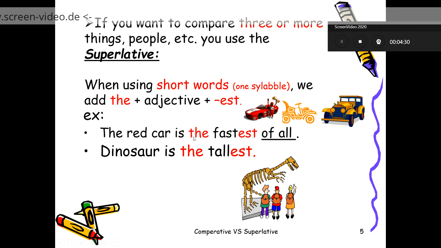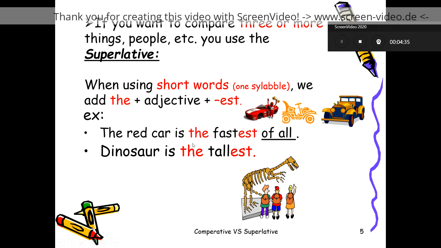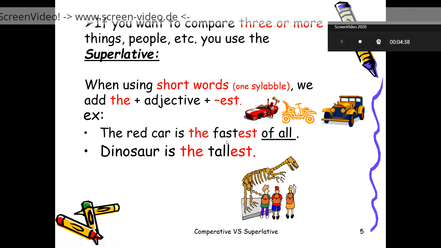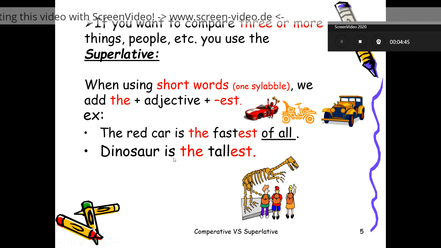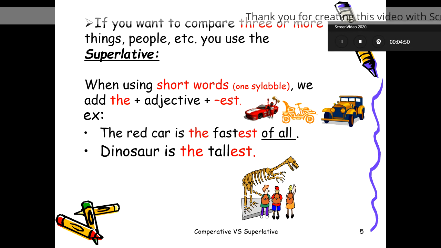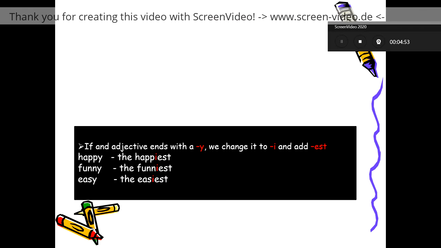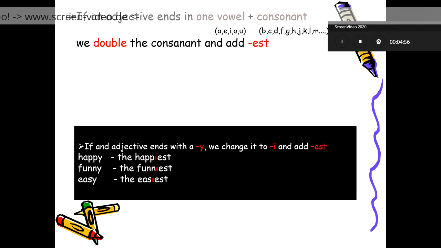Both are correct in the pronunciation, but we do what? We add the before the adjective, then est to its end to form the superlative form of the adjective. Dinosaur is the tallest. This one is the, then for the adjective we add what? est, tallest. Our steps also, if an adjective ends in a vowel plus consonant, and the adjective is short, we will double the last consonant before adding the est.